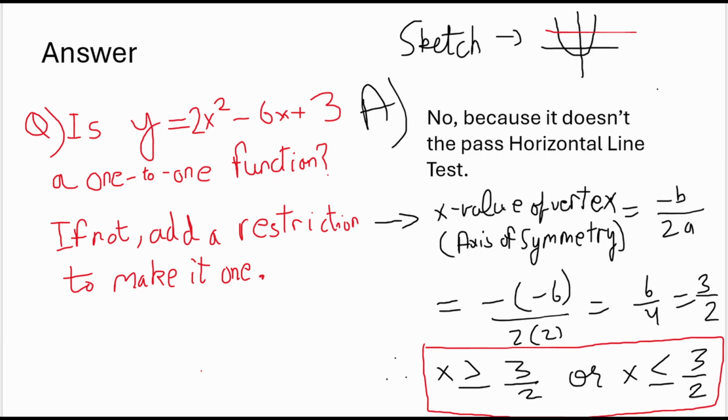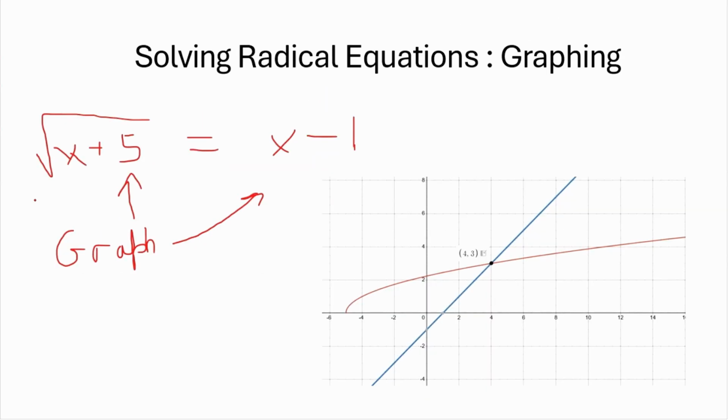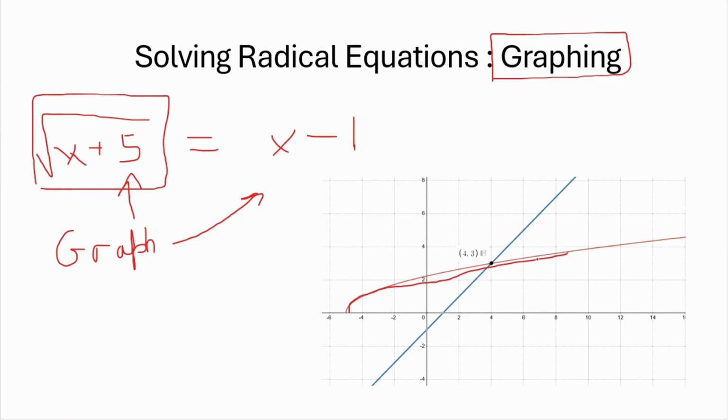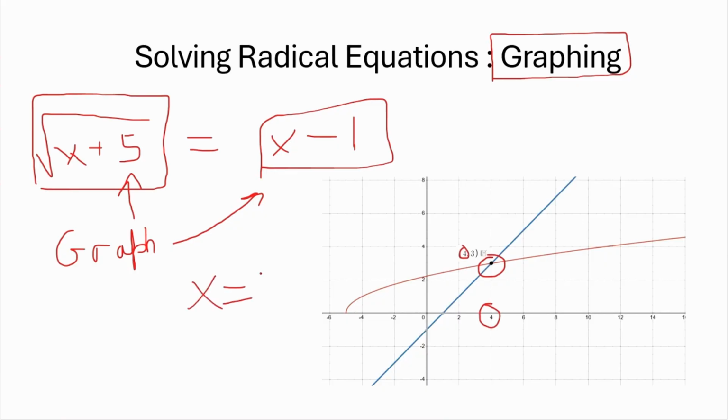And then the last thing we need to go over, probably the easiest of them all, is solving radical equations. The first way you can do it is by graphing, which is pretty easy. You just take the left side, you graph it, so this line. Then you take the right side and you graph it, so this line. And wherever they intersect, your answer is going to be that x value. So your answer is x equals 4.